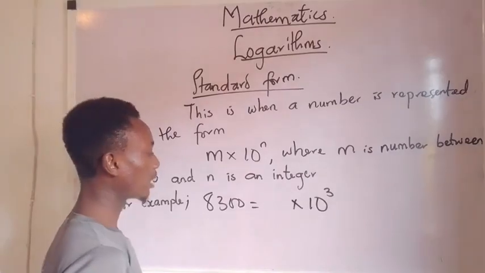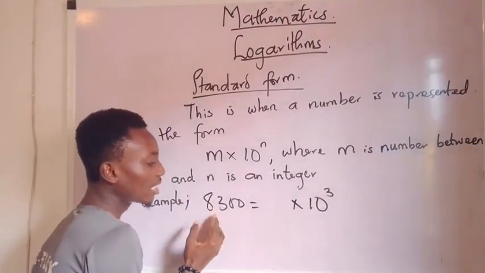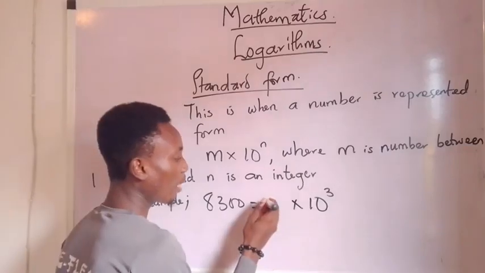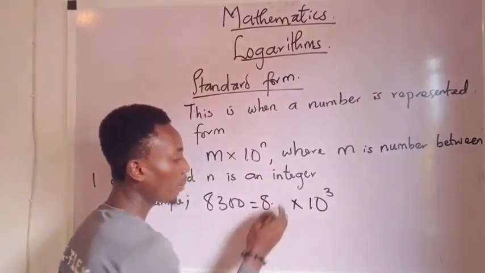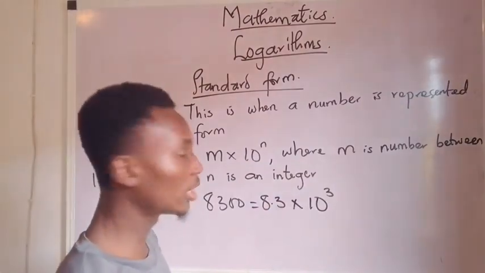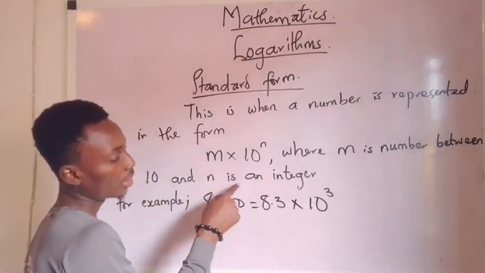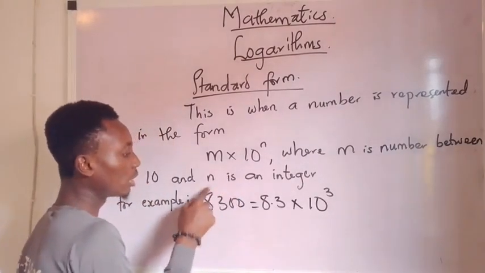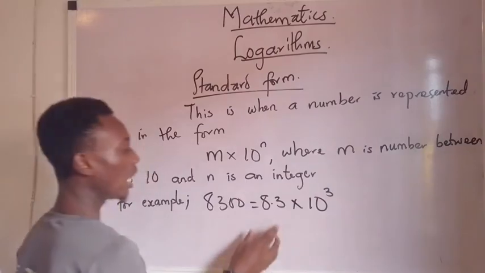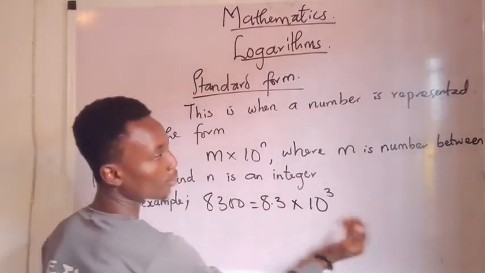So how do we now represent it? You take this first digit, and then if there's any other digit beside it, you put it after a decimal point. 8.3 times 10 raised to power 3. This is quite easy. What do we do again? Start counting from here. Just count 0, 1, 2, 3. Then you write times 10 raised to power 3. Then you write 8.3 times 10 raised to power 3.